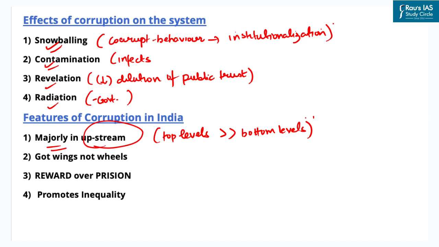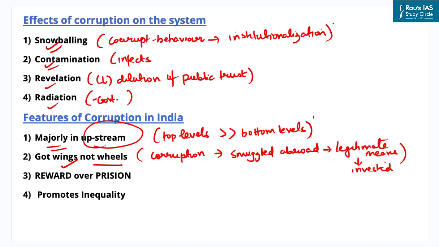Another basic feature of corruption in India is that it has got wings and not wheels, meaning thereby the money that is siphoned off through corruption is generally smuggled abroad and brought back into India through legitimate means and reinvested in India, promoting white investment. This is also commonly known as the phenomenon of round tripping.